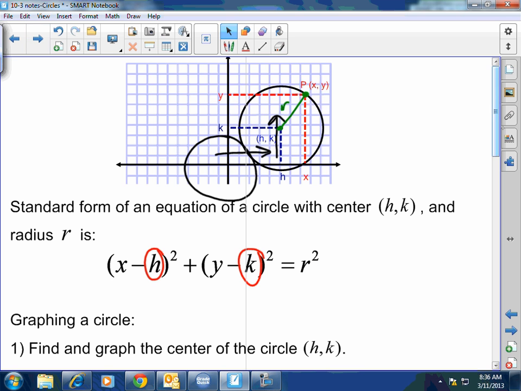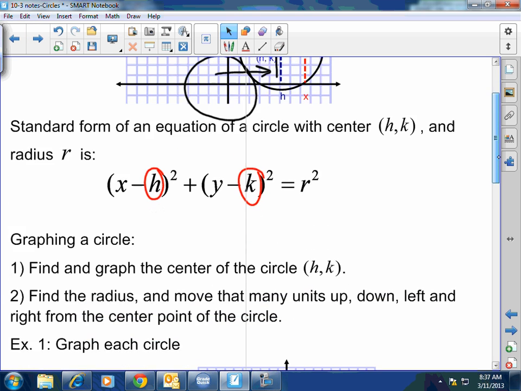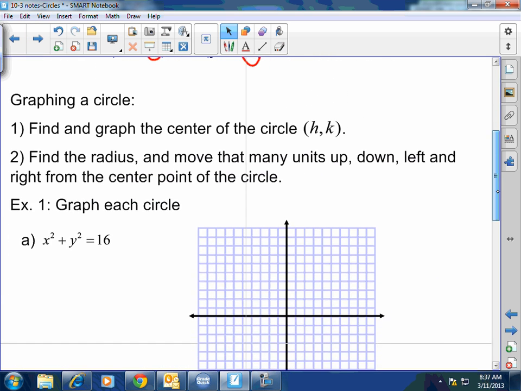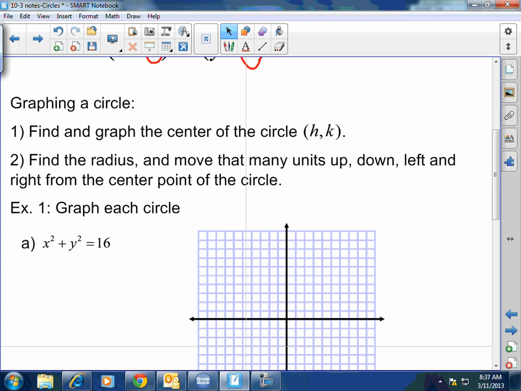Now, let's talk about how we graph a circle first, because that's the easiest part, in my opinion. First of all, you find and graph the center of the circle, the (h, k). You find the (h, k), you graph it, you're done. Number 2, you find the radius. Remember, when they give you the equation, this 16 that they're giving you here, that's r squared. So how do you find the radius? It's the square root of the given constant value. Remember that.